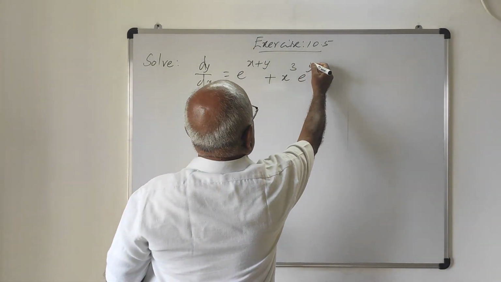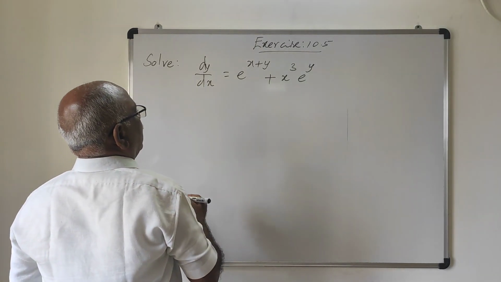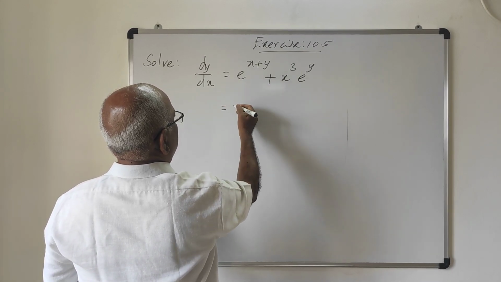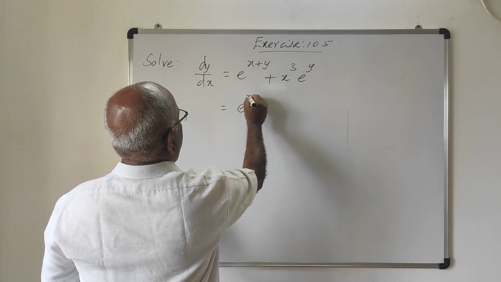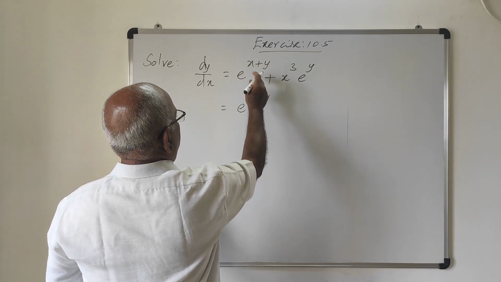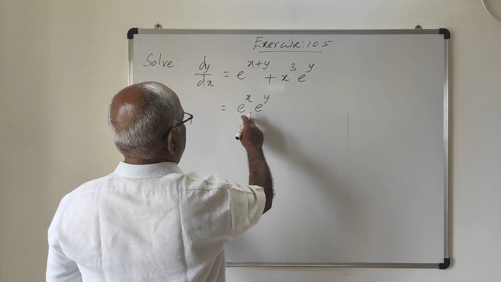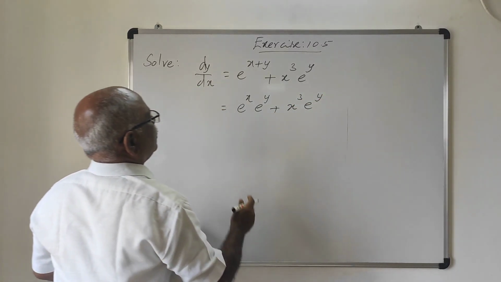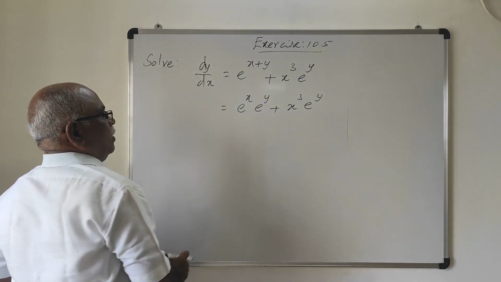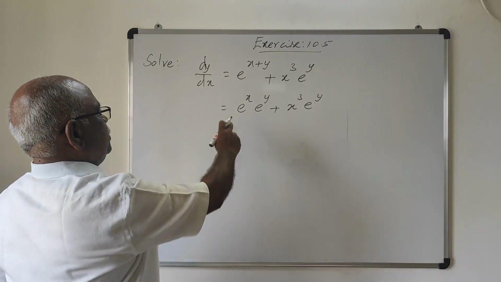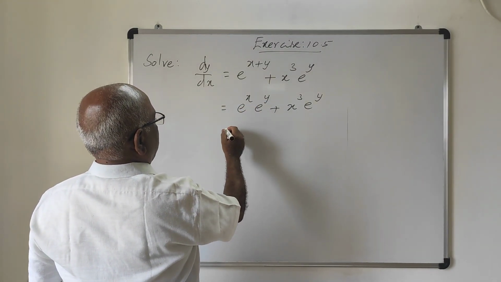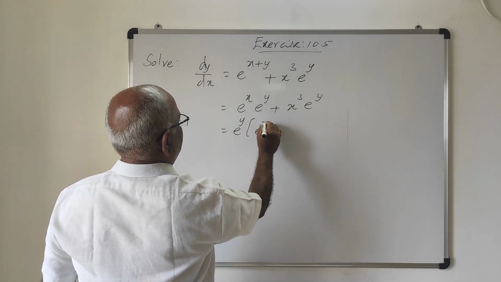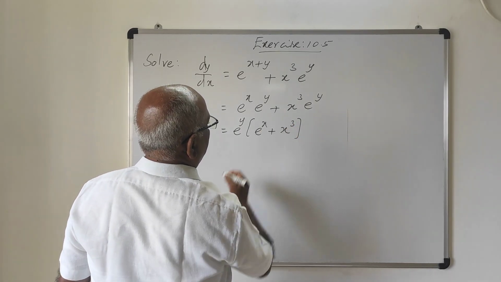You have to separate the variables, x variables and y variables. e power x plus y I can split into e power x into e power y, by the exponential rule, because e power x plus y is e power x into e power y. So the expression is e power x into e power y plus x cube into e power y. From this I can take e power y as a common term, and I will get e power x plus x cube.